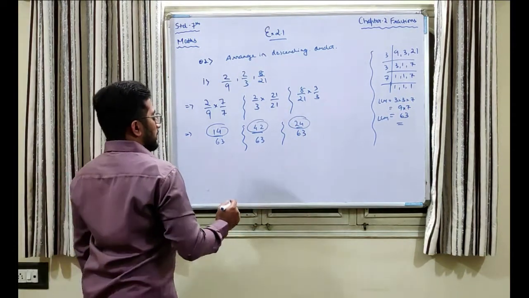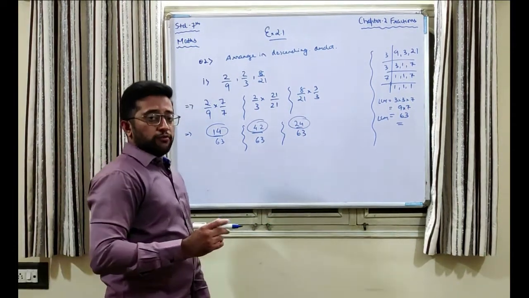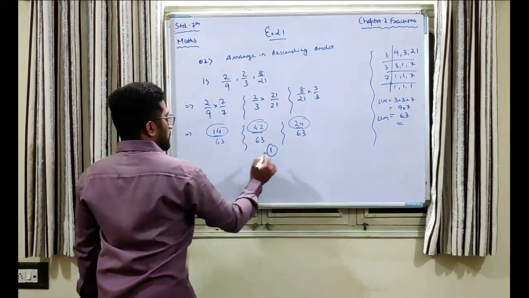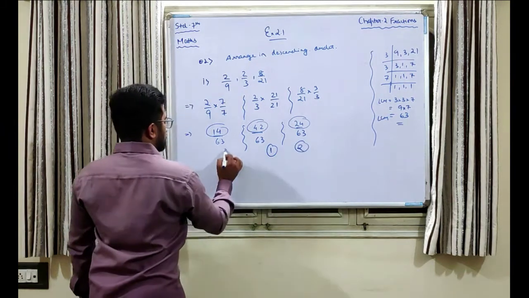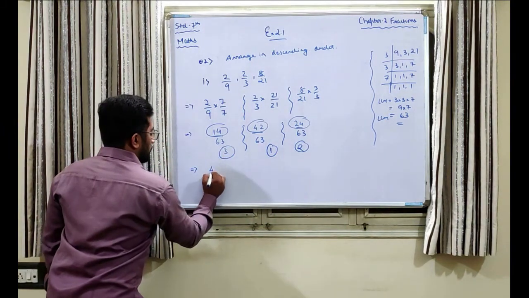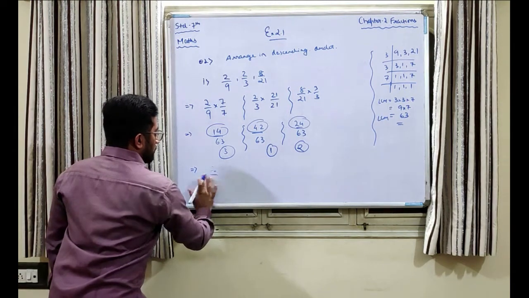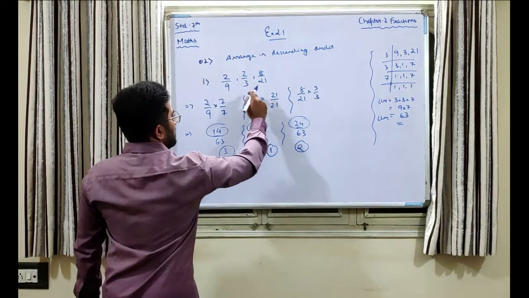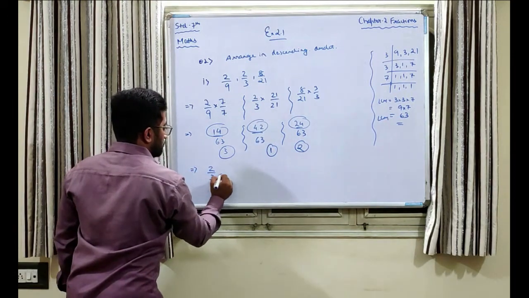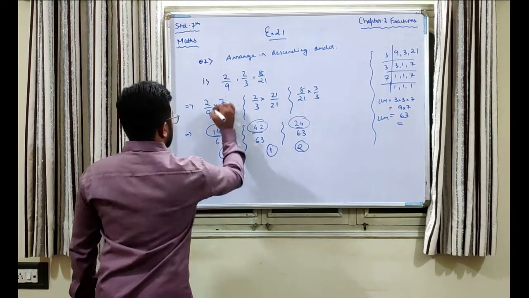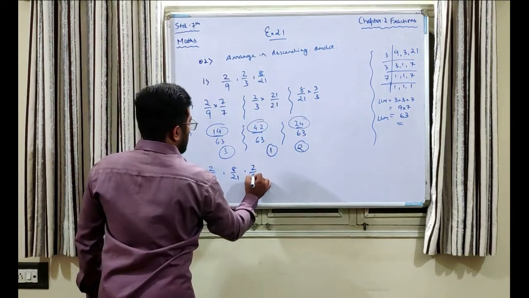So the first rank, that is, we have to start from the bigger number to the smaller number. So the first rank here will be this, the second rank will be this, and the third will be this. So we will write the same, that is 42. We will write directly the answer, that is 2 by 3 will be the first number, then the second will be 8 by 21, and the third one will be 2 by 9.